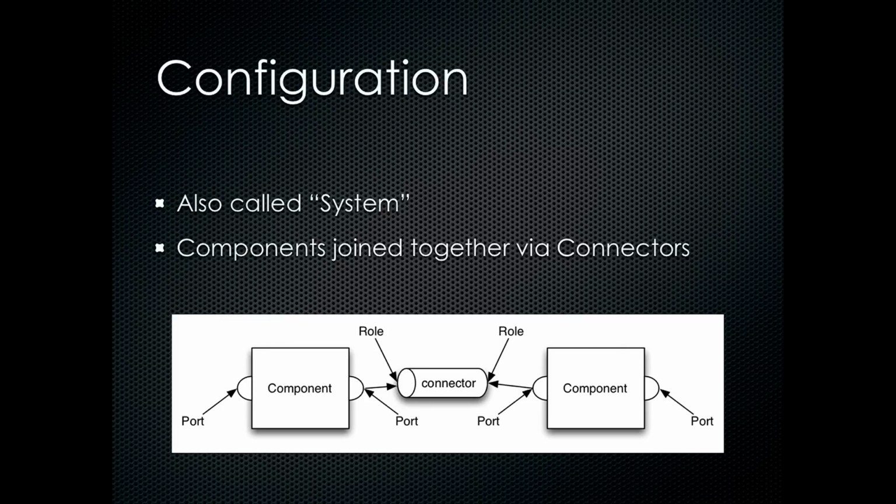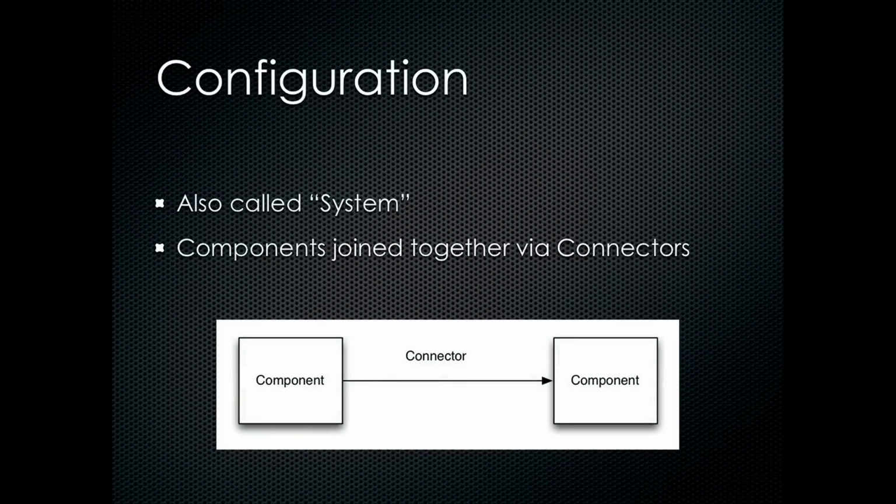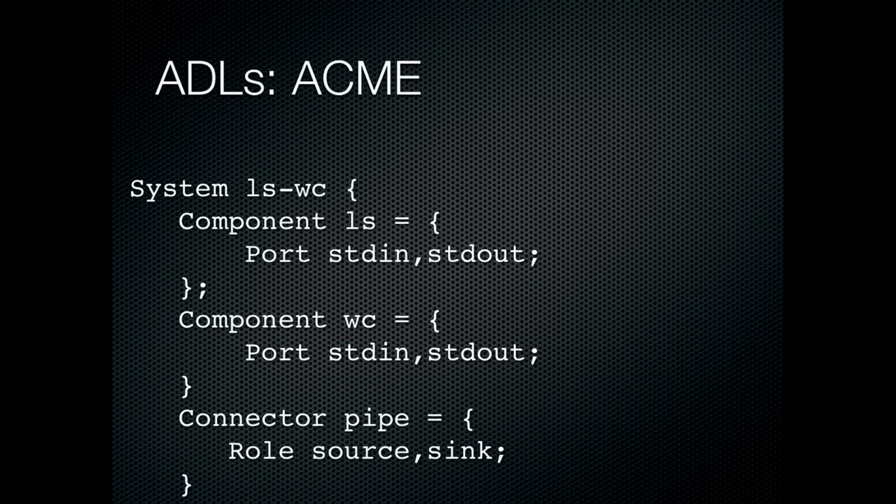Oftentimes, you actually know what the connectors are in detail, because for your style, they're kind of predefined, so you don't really need all that detail, so you just draw an arrow. And then you have your typical architectural diagram, which is boxes and arrows. In order to describe these systems, these configurations, we sometimes have so-called architecture description languages. This is an example of one. It's called Acme. I think it's from CMU.